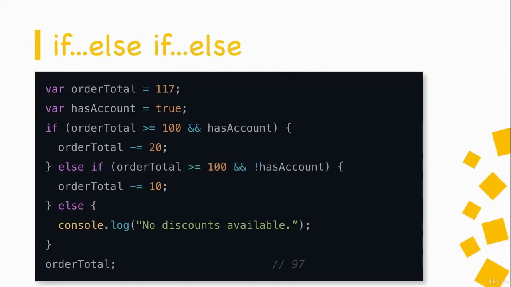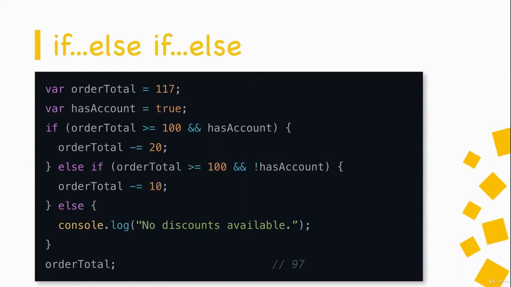But what if the hasAccount variable contained false, which means the customer does not have an account? What would happen then? Well, then the first if condition would return false, because hasAccount would be false and the whole AND condition would be false. That's why the code won't be executed and JavaScript would move to the else if condition. And then again inside the else if condition we would have orderTotal greater than or equal to 100, which would be true, and then NOT hasAccount. So if hasAccount was false, then the logical NOT would reverse this boolean value into true. So not hasAccount would be true, and then the whole condition would be true, and then $10 would be minused from the order.